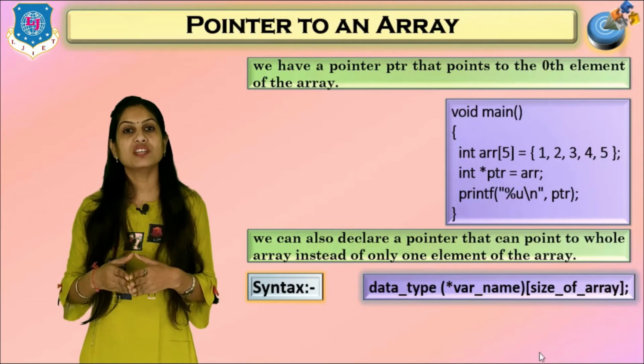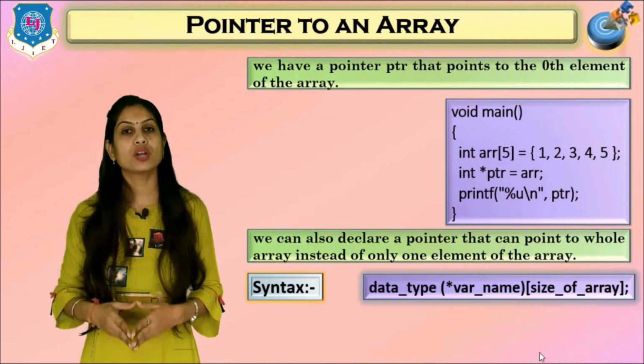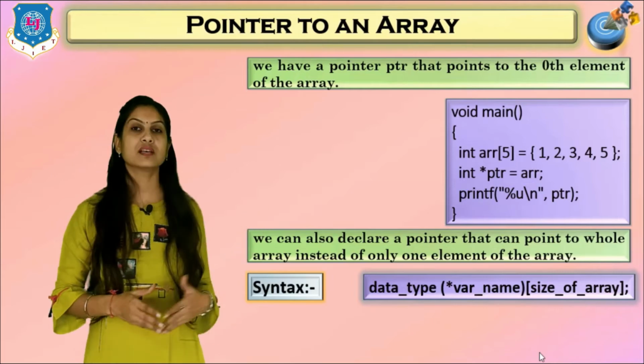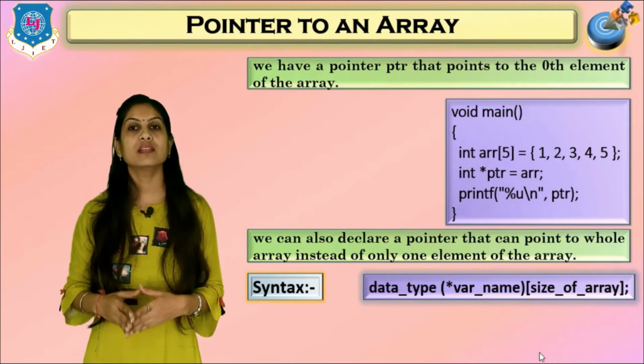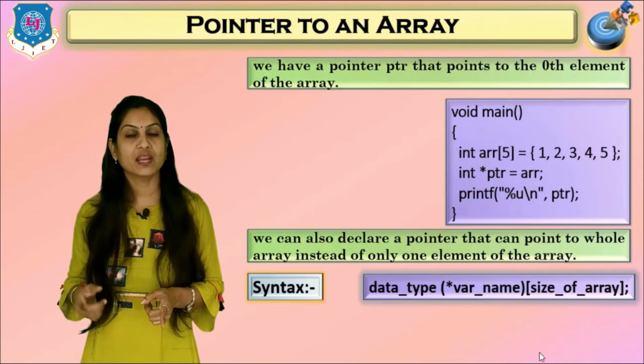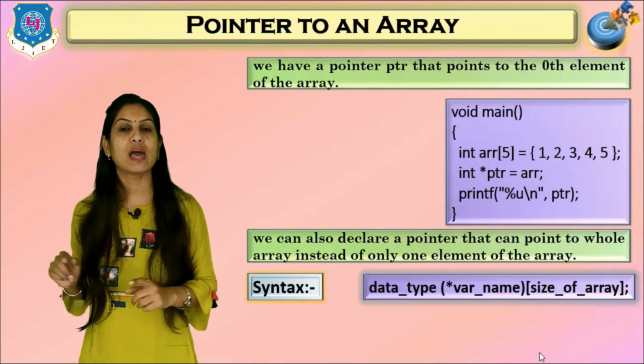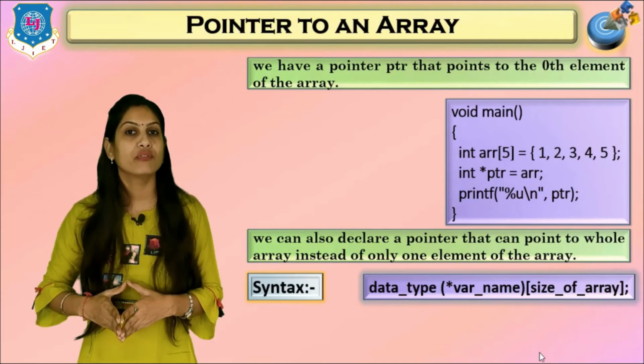But now my logic is changed, now my pointer points to the whole array. For that we have to use the syntax just like data type, then inside round brackets we have to write star variable name, and then in square brackets we have to write the size of array.